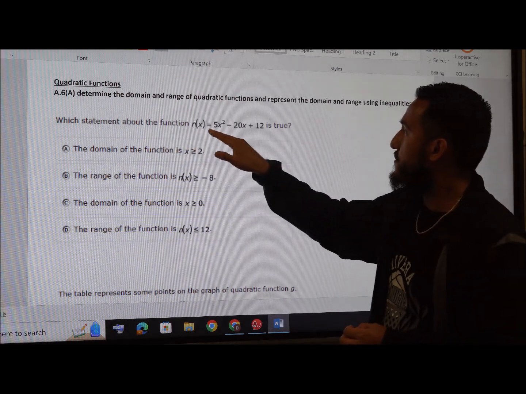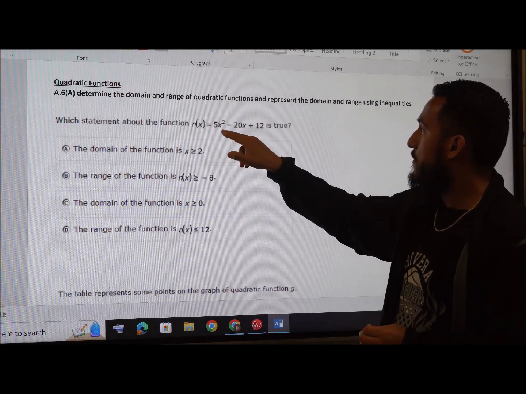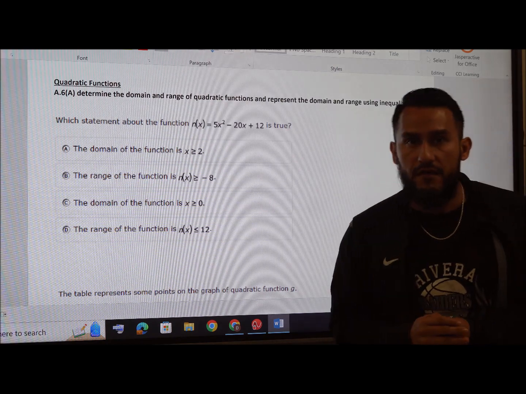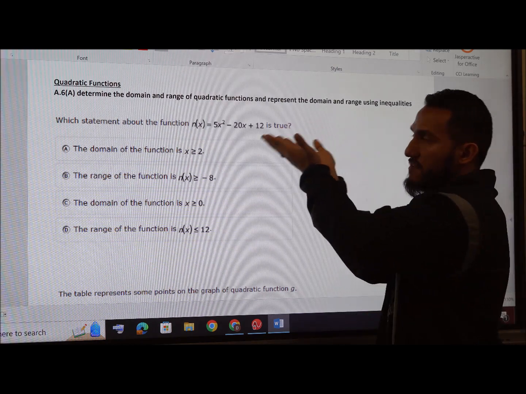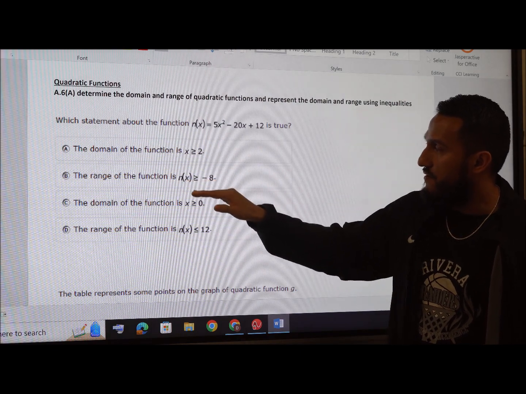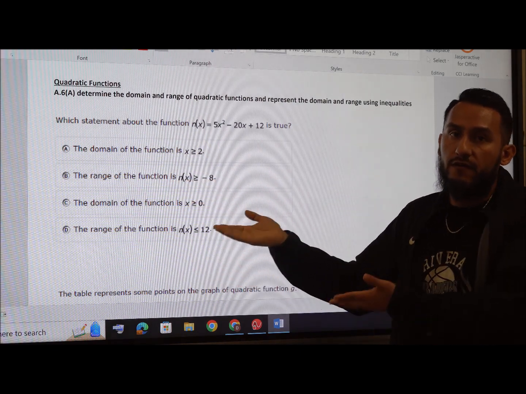Which statement about the function h(x) equals 5x squared minus 20x plus 12 is true? So in other words, you have to understand this function right here in order to be able to cross out the wrong answers or figure out the right answer.